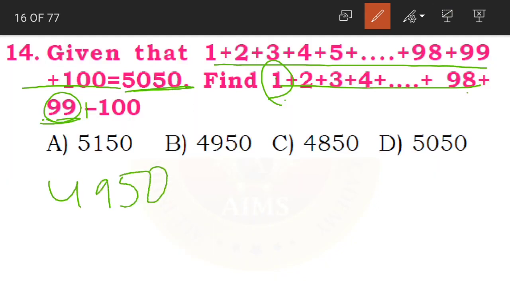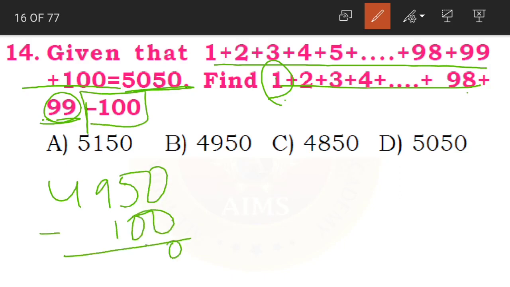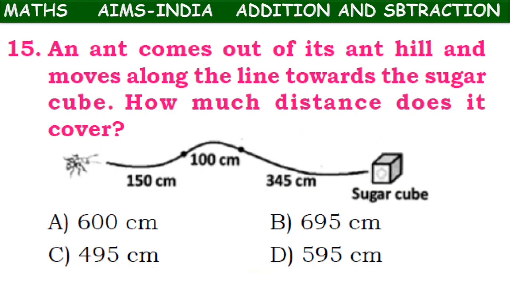4950. Now from the sum again what should we do? We should subtract 100. Now 0 minus 0, 0, 5 minus 0, 5, 9 minus 1, 8, and 4. What is our final answer, children? Our final answer is 4850, which is option C. Clear? So this is how you need to think and solve this kind of questions. Going to question number 5.